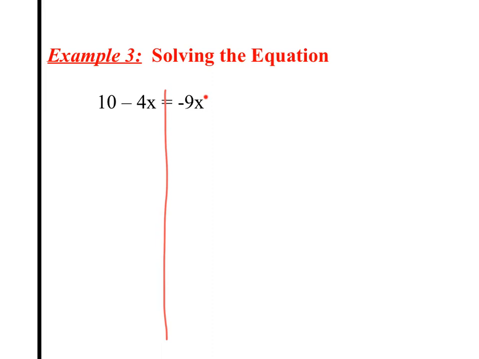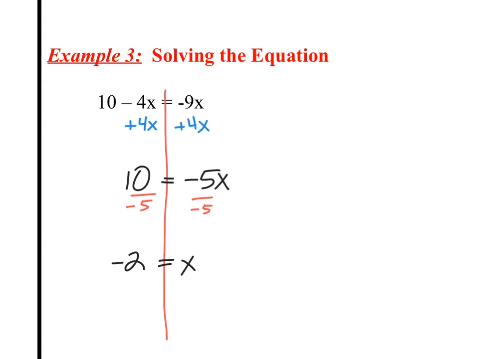It would be probably a bad idea to take away this 9x, because then if you take it away and move it over here, you have nothing left. And it's pretty tricky to solve that way. So make sure you do not take away the 9x. You want to take away 4x. By adding it, do the opposite. So that way we get 10 equals negative 5x. And that's something we know how to solve. We divide by negative 5. Because it's being multiplied, then we get negative 2 equals x. And you're done.